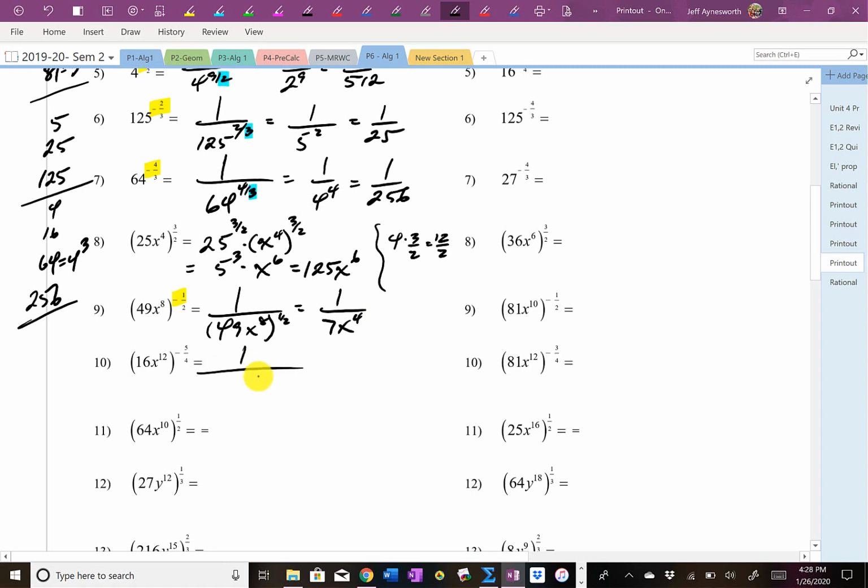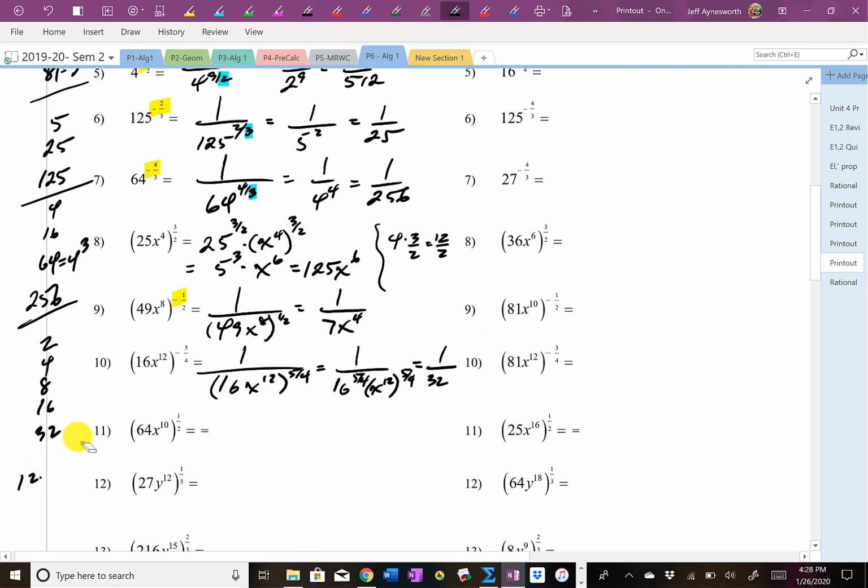Likewise down here, I got to rewrite it as a fraction first. So I got to take 1 over that, and I'll raise it to the 5/4 power. I got to take 16 to the 5/4, and I have to take x to the 12th to the 5/4. I got to raise them both to the 5/4. So I get 1 over, let me see, the 4th root of 16 is 2, and 2 to the 5th: 2, 4, 8, 16, 32. So I got 32 down here, and then when I multiply 12 times 5/4, let me see.